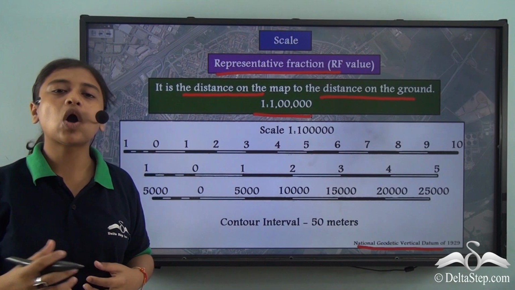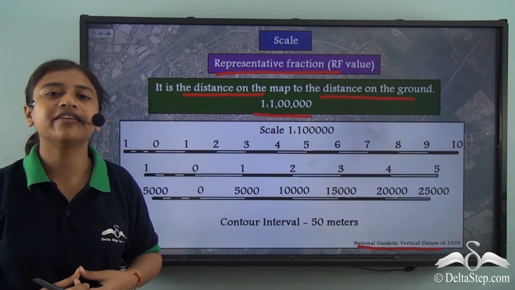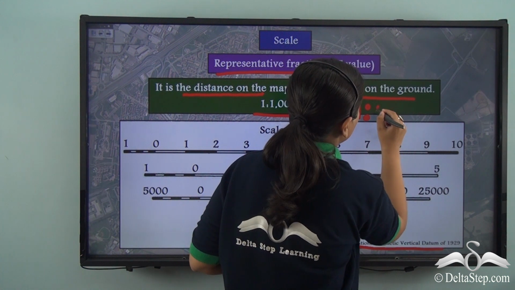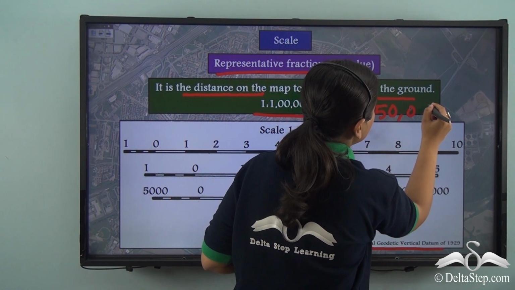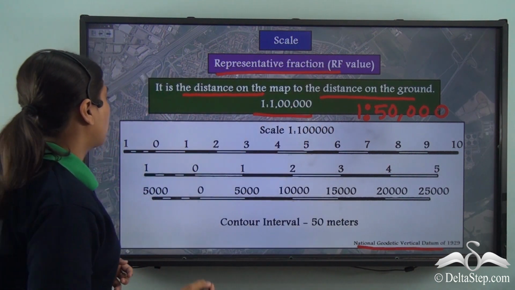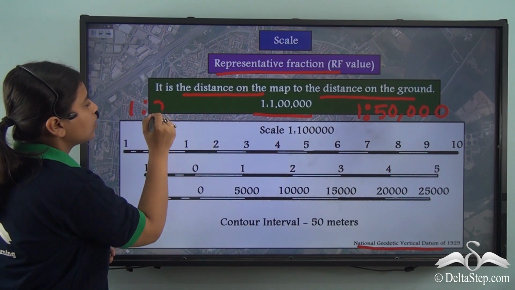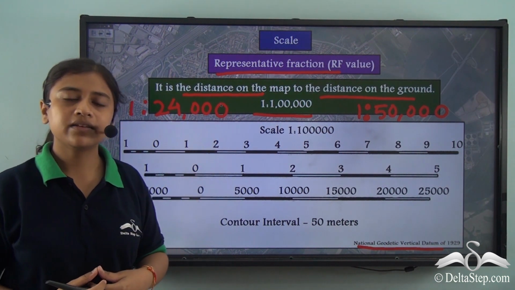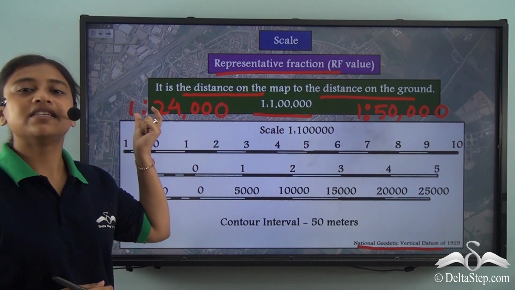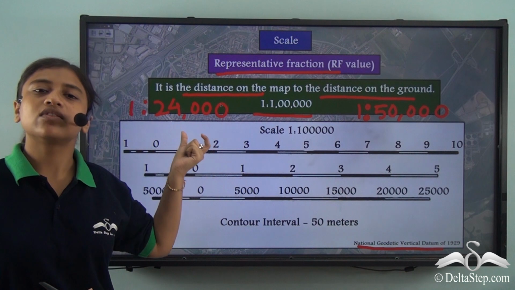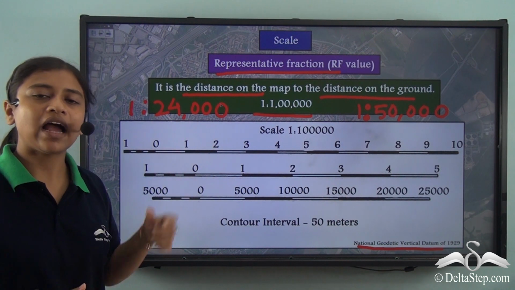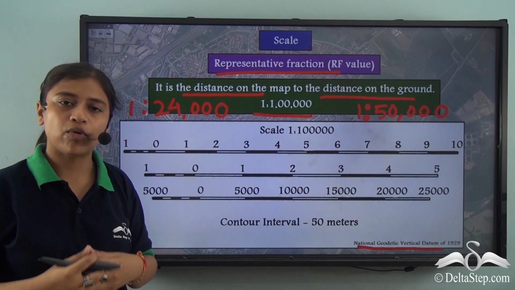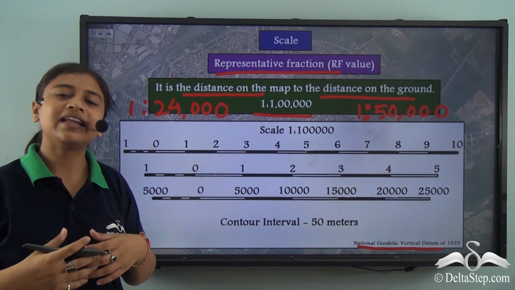Besides these, some other commonly used representative fraction or RF values are 1:50,000 or 1:24,000, right? Which only means that 1 centimeter on the map will be equal to 24,000 centimeters on the real ground, and the same goes for the other RF value. So, representative fraction is one of the most important and commonly used scales on any topographical map.